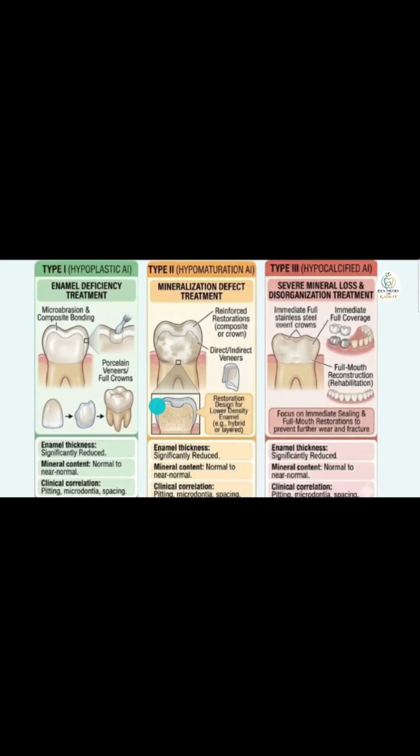Like type 3 patient, like hypocalcified amelogenesis imperfecta, severe enamel loss and disorganization is there, then you cannot do anything, but obviously you have to go for full coverage crowns, like just zirconia crowns, and you can appreciate like they are just giving full crown, like completely destroyed tooth are being displaced, or you may go for full mouth rehab.